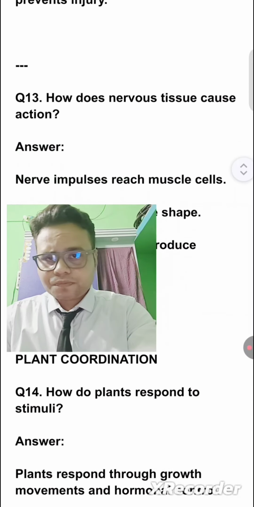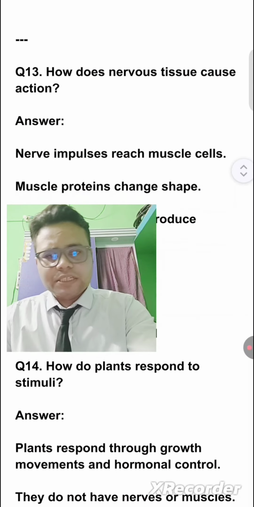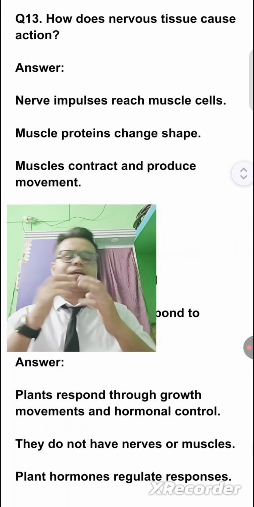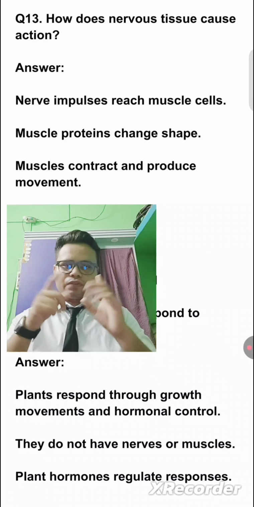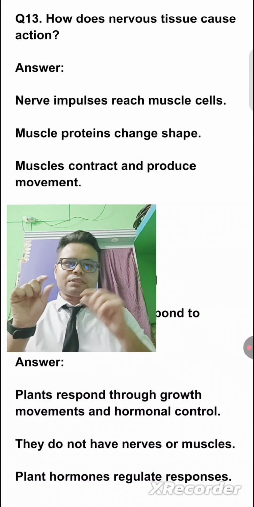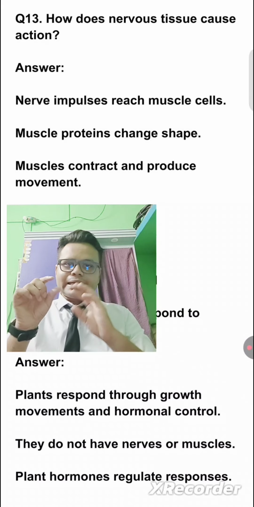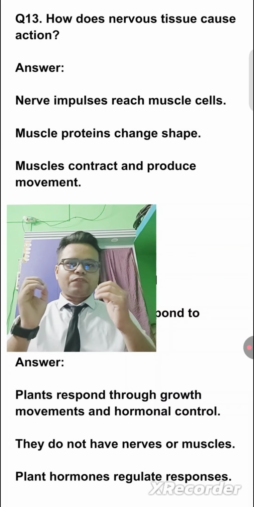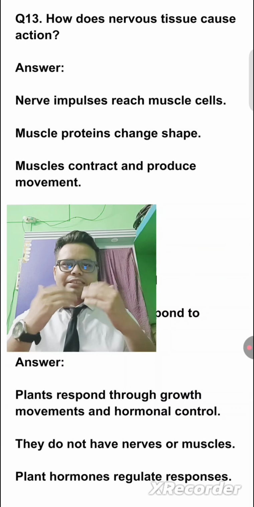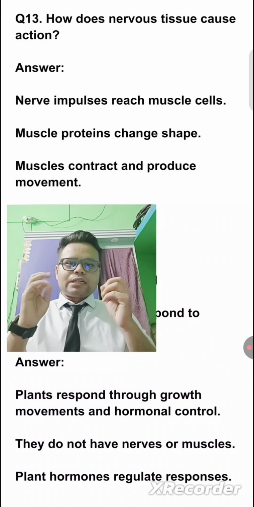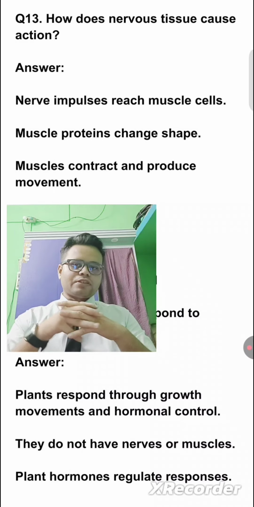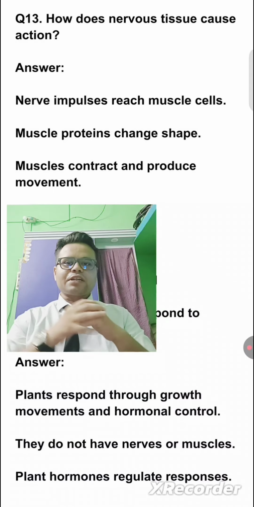After that, how does nervous tissue cause action? First of all, nerve impulses reach muscle cells. Second, muscle proteins change shape. Number third, muscles contract and produce movement. If you're talking about muscles contracting and producing movement, that comes under it.